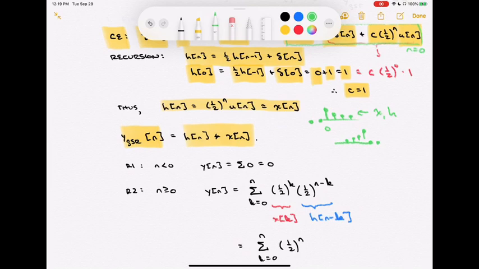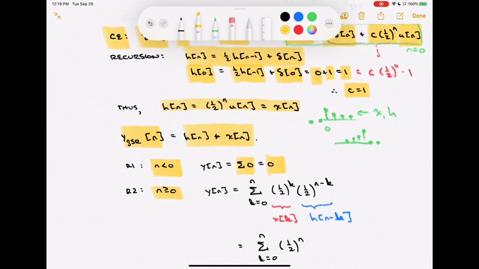When n is less than 0, that's the first region. We had done an example very similar to this earlier. When n is less than 0, there's no overlap. That means I'm summing up a bunch of zeros and I just get 0. For n greater than or equal to 0, that's the second region. This particular convolution only has 2 regions.